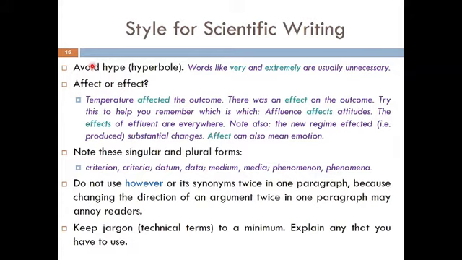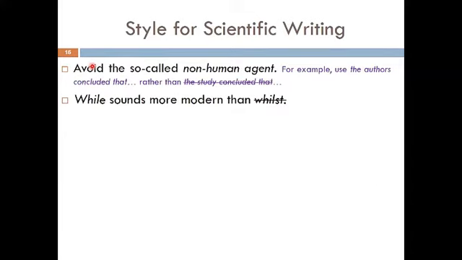Now, do not use "however" or its synonyms twice in the paragraph, because when you say "however", you are actually going in the opposite direction. So if you keep going in the opposite direction after you must have made a statement, it is not too good for a reader or a reviewer. And keep jargon to a minimum and explain any that you have to use. Then avoid the so-called human agent. For example, use "the authors concluded that" rather than "the study concluded that". Then "while" sounds more modern than "whilst".